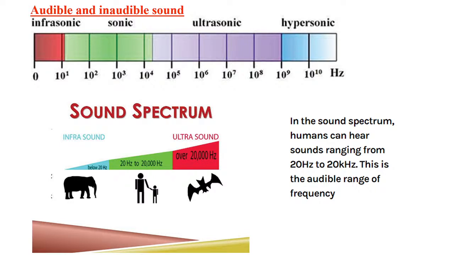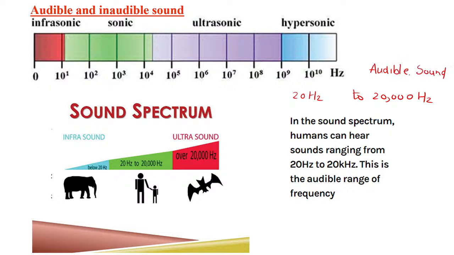Now we are coming to the last part of the lesson, that is audible and inaudible sound. Audible sound means the human body can detect certain sound waves. We cannot hear all sounds, it depends on the frequency. The human body can detect sound produced from 20 Hz to 20,000 Hz, and that's called audible sound.